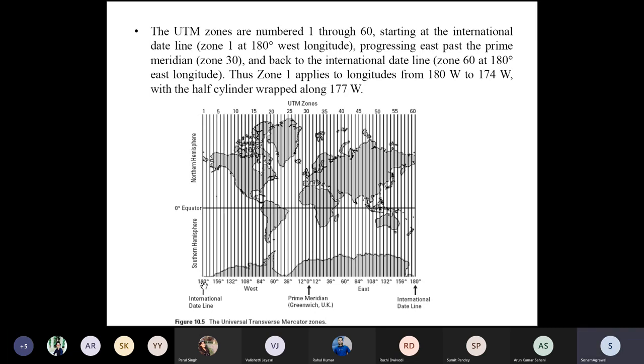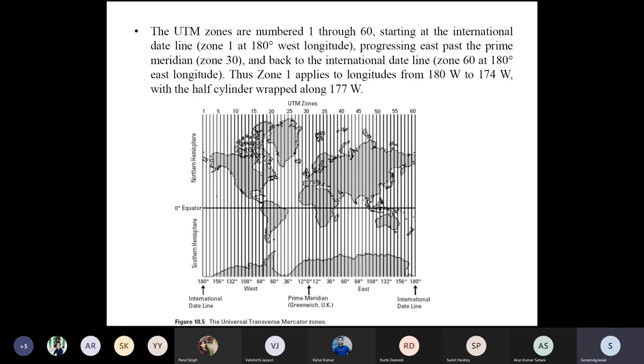So if you see the extent of zone 1, it will start from 180 degrees west. What will be the value of the line at which this first zone will end? What will be the extent of zone 1? 6 degrees. Yes. If it is starting from 180 degrees west, where will it end? 174 degrees west. Zone 1 will be from 180 degrees west up to 174 degrees west. Then what will be the extent of the second zone? It will be from 174 degrees west up to 168 degrees west.